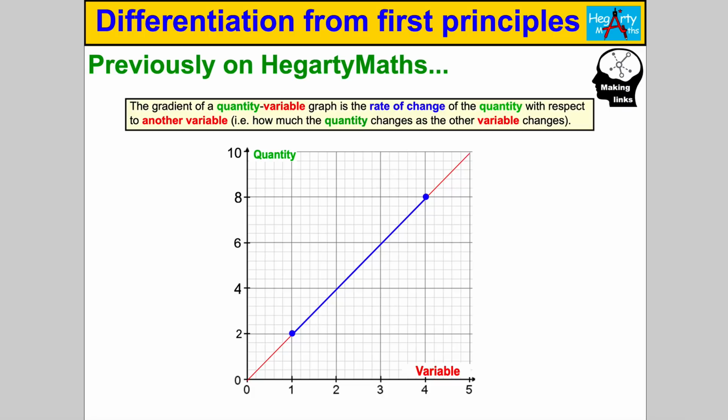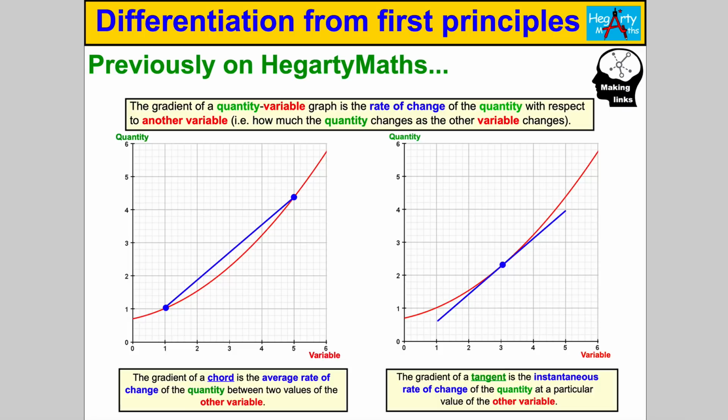What about for curves though? Is it as easy to work out the gradient at a point on a curve? Well, we have touched upon these ideas. Let's just talk about where we've seen them. We have seen them in previous lessons on Hegarty Maths where we worked out the gradient of a chord. A chord, and we said that was the average gradient between 2 points on a curve. So that's not quite the gradient at a point on a curve, it's an average gradient between 2 points on a curve. So that wasn't quite what we were after.